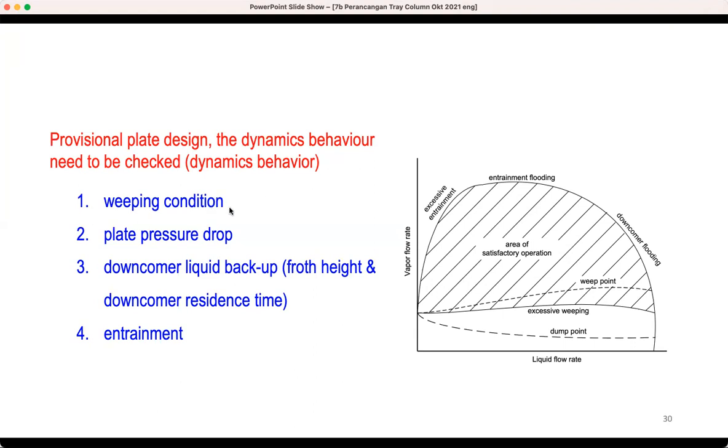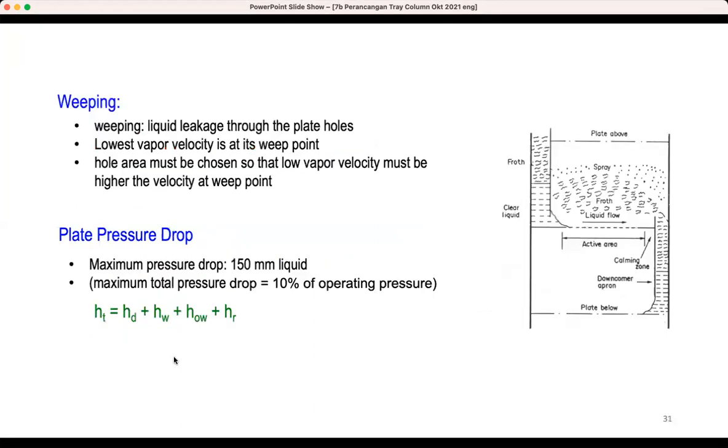The first one is called weeping condition, which occurs when you have low flow rate. The second one is plate pressure drop. The third one is downcomer liquid backup, which is froth height and downcomer residence time. And the fourth one is entrainment.